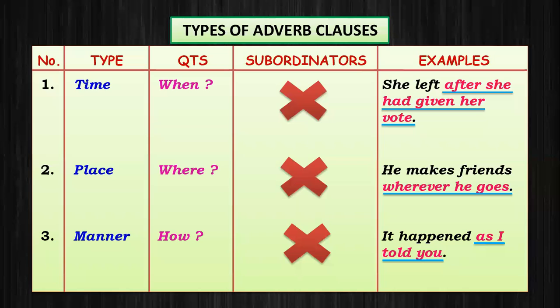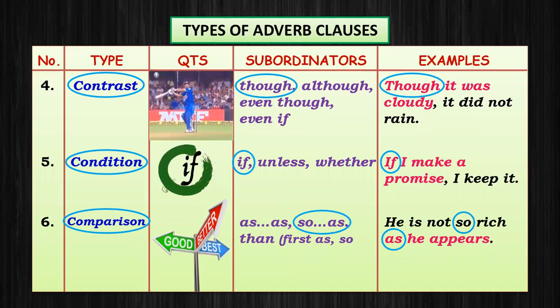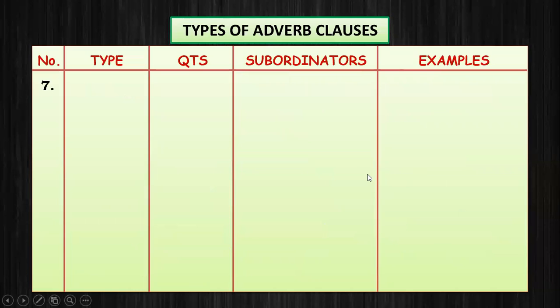Here we go. For time, place, manner, we have when, where, how. For contrast, condition, and comparison, we have though, the though family, that is though, although, even though; if, unless, whether for condition; and for comparison, we have as and as, so and as, than, and so on. Let's go with the next one.